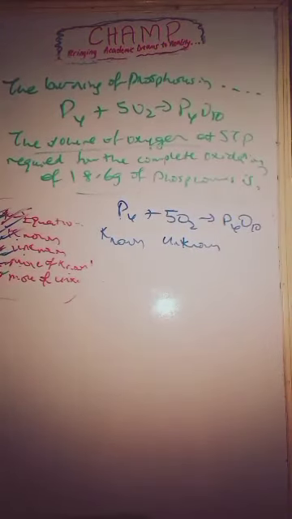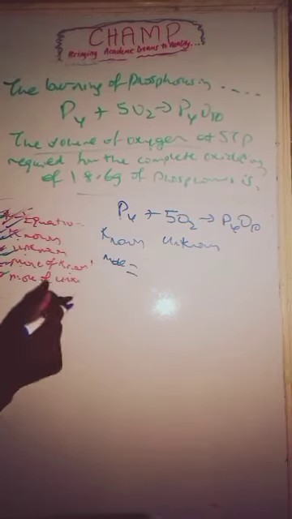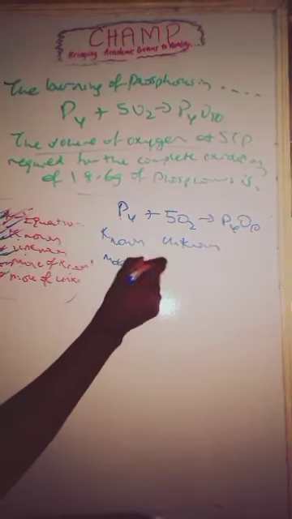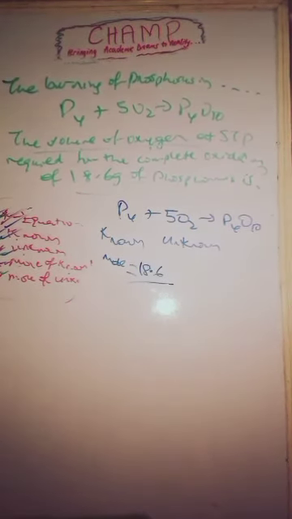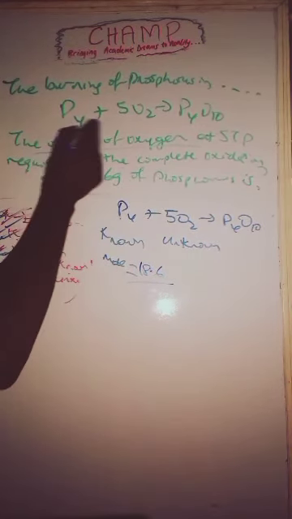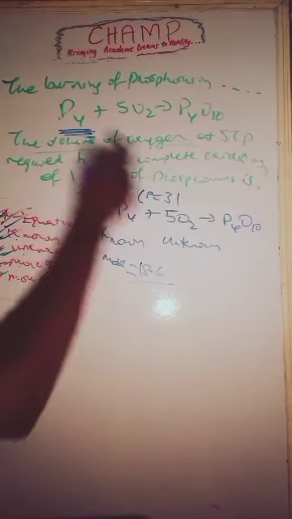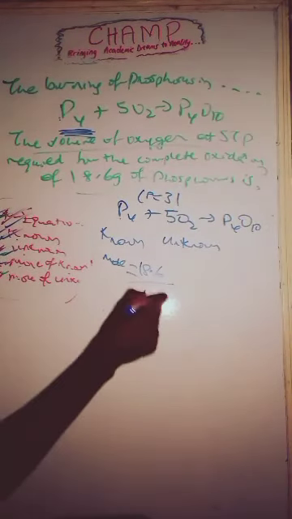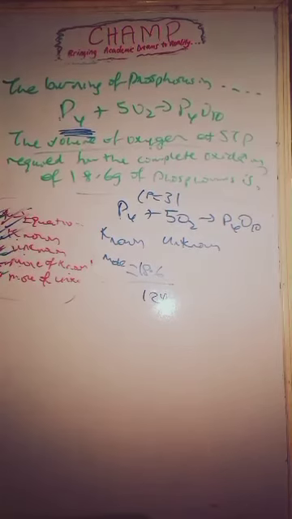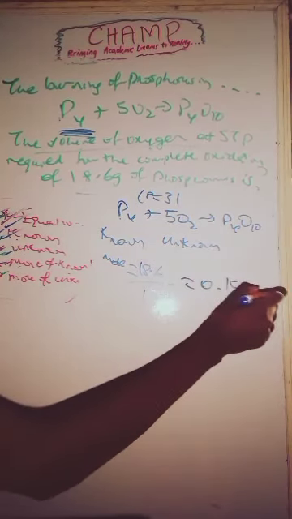So get the mole of your known. Mole is equals to what? Mass over molar mass. What's mass? 18.6 over what's the molar mass of phosphorus? Phosphorus here is what? P4. Phosphorus is 31. They are giving you that. 31 times 4 is what? 124. So let's press that. 18.6 divided by 124. That's what? 0.15 mole.